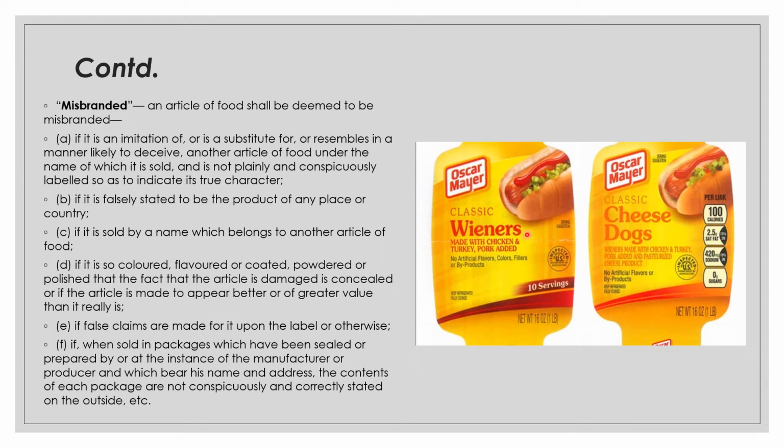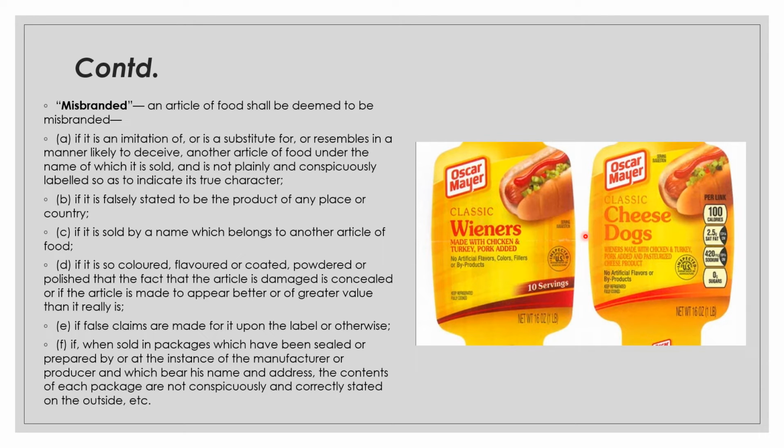And look at this picture. These two products, which are dog biscuits, have been packaged very similarly. So the color combination, the graphics, everything is so similar. Almost these two products look identical, but the brand names are different. One is Classic Wieners and the other one Classic Cheese Dogs. So this is a case of misbranding.